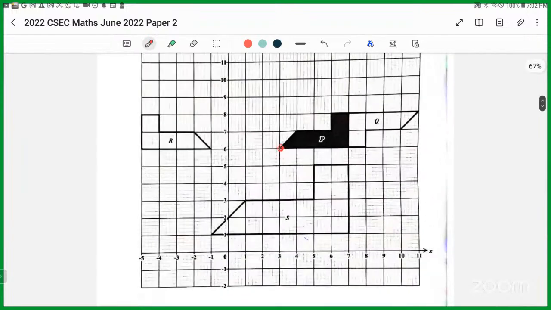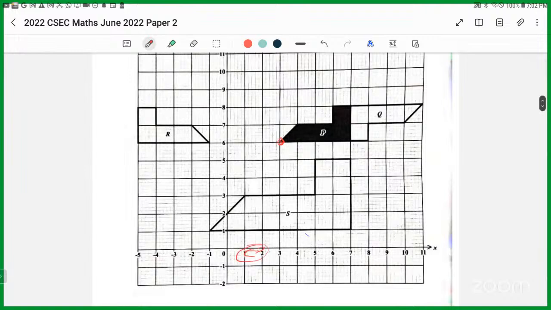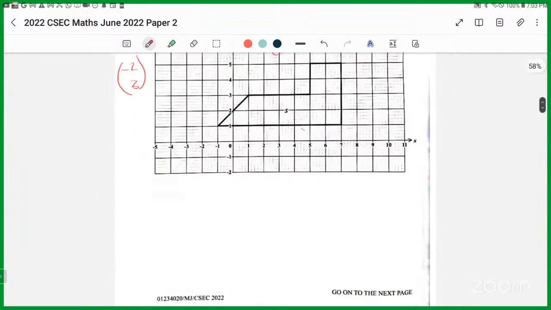You have to check your scale carefully. Each of these centimeters is a unit horizontally. Vertically, each of these centimeters is a unit. So we're going minus 2, 3. It's 2 to the left and 3 up. So 1 to the left, 2 to the left, then 3 up: 1, 2, 3. So this point is coming to here. Make sure again it's minus 2, 3.